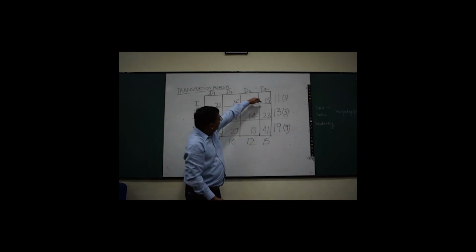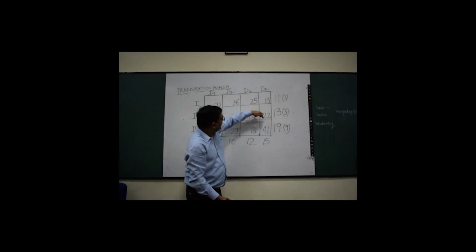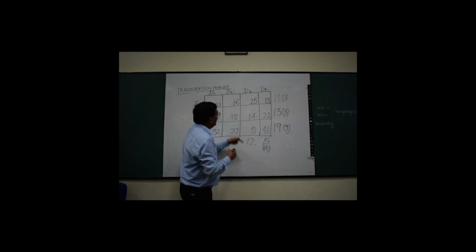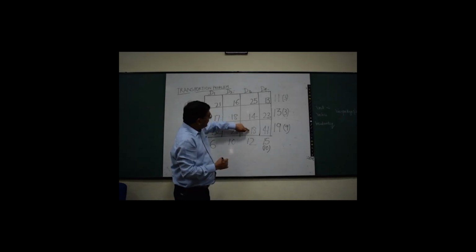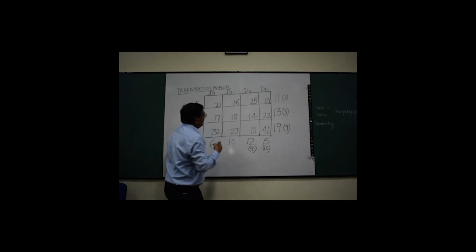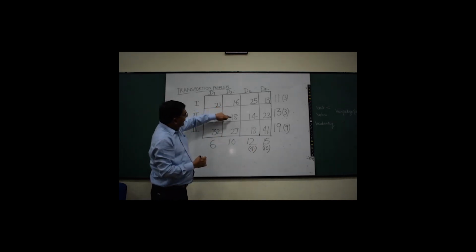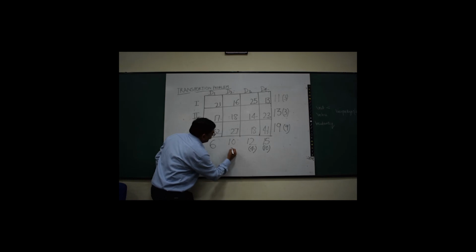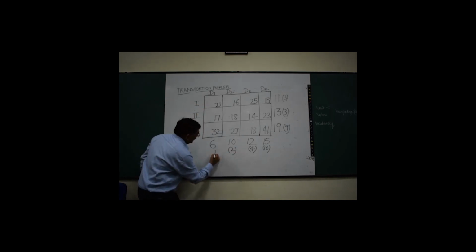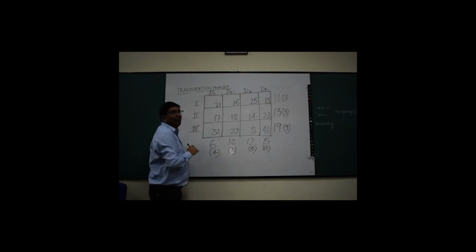Again, in this column, minimum is 13, next to minimum is 23, difference is 10. Minimum is 14, next to minimum is 18, difference is 4. 16, 18, difference is 2. 17, 21, difference is 4.